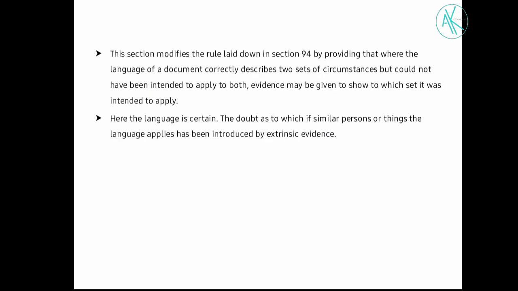This section modifies the rule laid down in Section 94 by providing that where the language of a document correctly describes two sets of circumstances but could not have been intended to apply to both, evidence may be given to show to which set it was intended to apply. Here the language is certain. The doubt as to which of the similar persons or things the language applies has been introduced by extrinsic evidence.